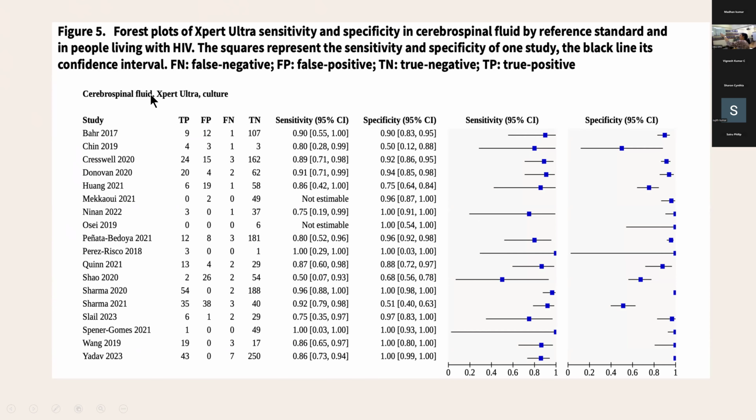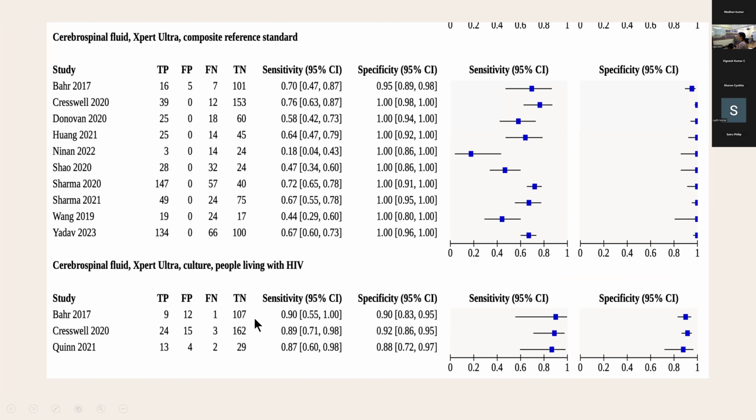Now, this is actually the forest plot for cerebrospinal fluid compared to culture. So the reference was culture positivity. Like this, they have given it for every single thing: CSF culture, CSF composite, pleural fluid, pleural biopsy. So it's actually very extensive. I've only provided the CSF results in the interest of time. Now this one is looking at CSF versus composite reference outcome. And the second one is a subgroup of people living with HIV, which we know might change your results. So they have done a subgroup on people living with HIV as well.